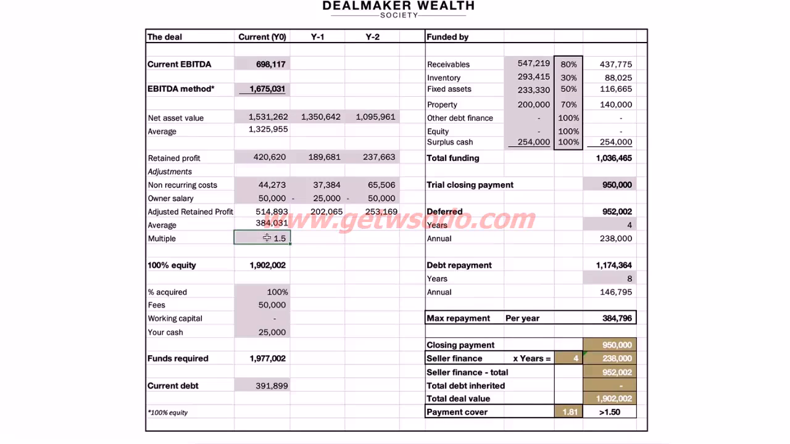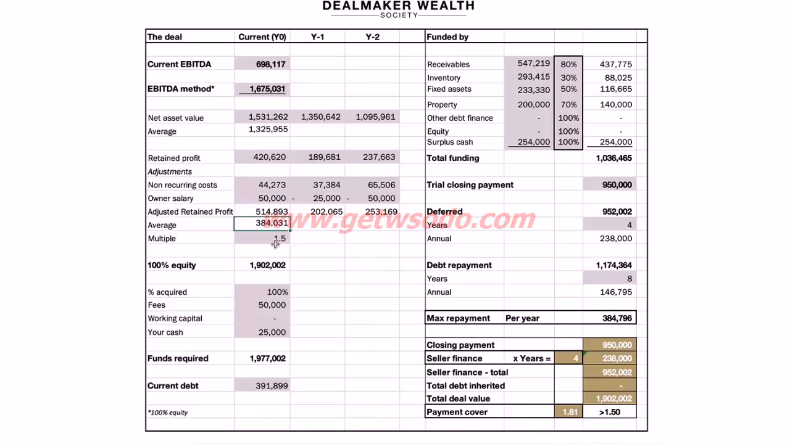That's half of what I use for the enterprise value. So since we used 3 times in the EV model earlier, here I'm going to use a multiple of 1.5. So I take the adjusted retained profit average and I multiply it by 1.5. That's going to calculate my goodwill, the extra amount I'll pay above the average book or net asset value. Because when you're doing the balance sheet method, you're buying the balance sheet as it stands.